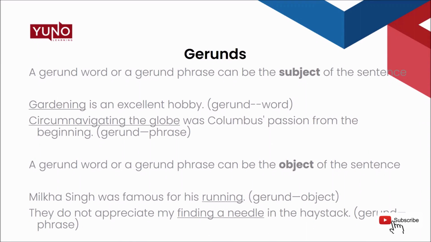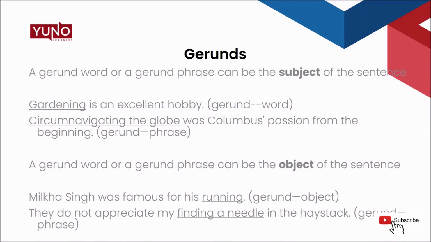Similarly, even a phrase can be the subject of the sentence, like circumnavigating the globe was Columbus' passion from the beginning. Circumnavigating means going around the world in circles. So we are talking about what was the passion of Columbus, and that was circumnavigating the globe, which happens to be a gerund phrase. So therefore, we understand that a gerund word or a gerund phrase can be the subject of the sentence.